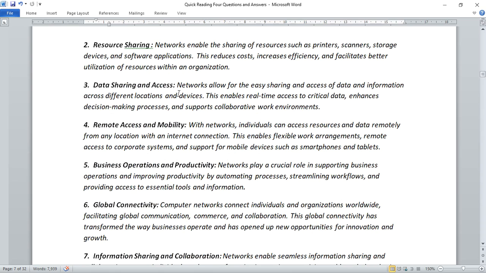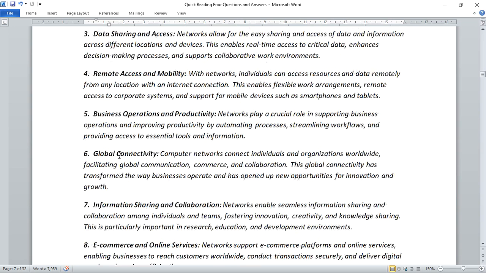So instead of buying one for each machine, you can just network them for resource sharing. Then for data sharing and access, when you have data somewhere and you want to make a decision, you can just go there and get the data. Like for example, when you want to get data from the internet or from Google, the network makes it easy for you.